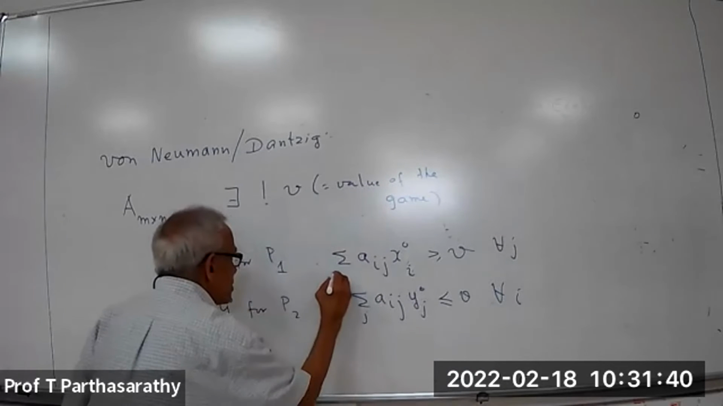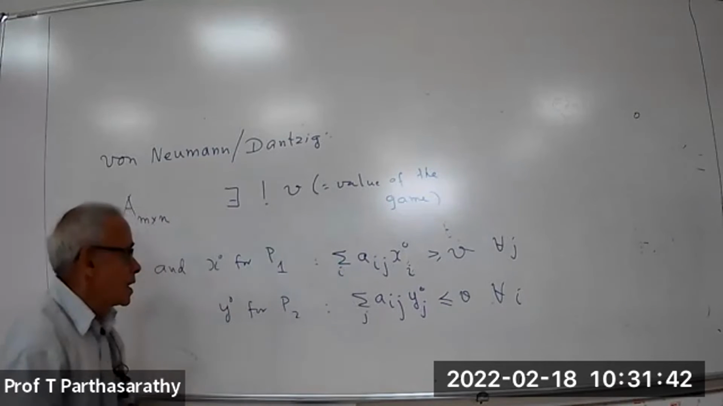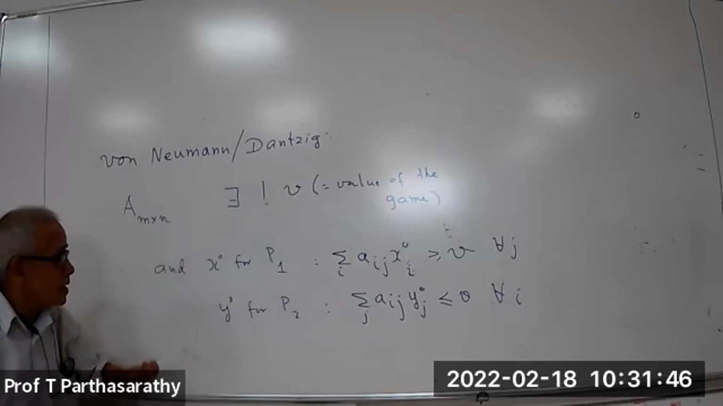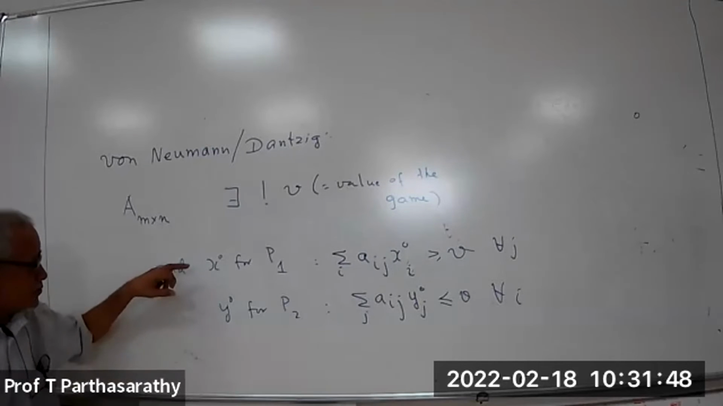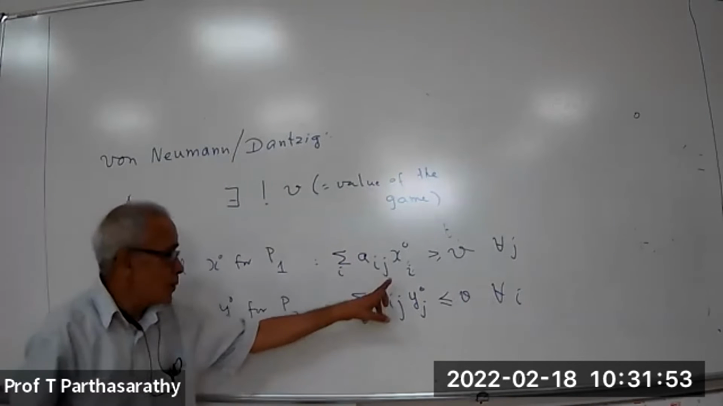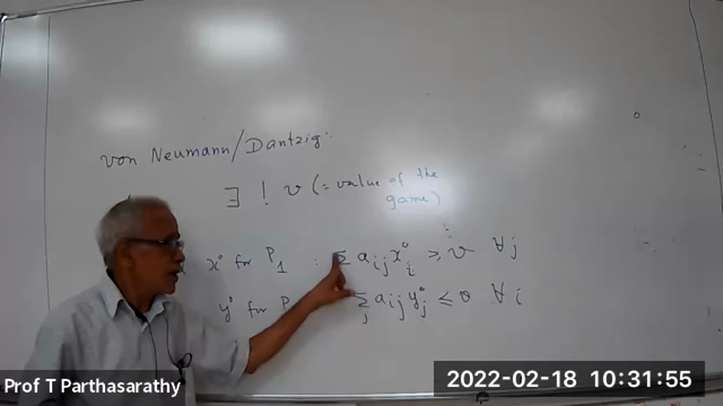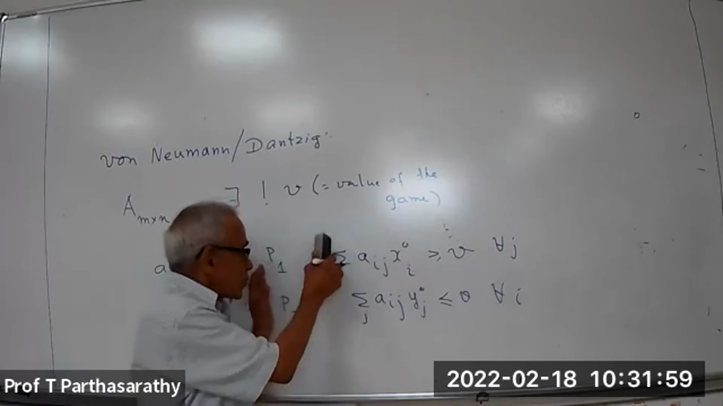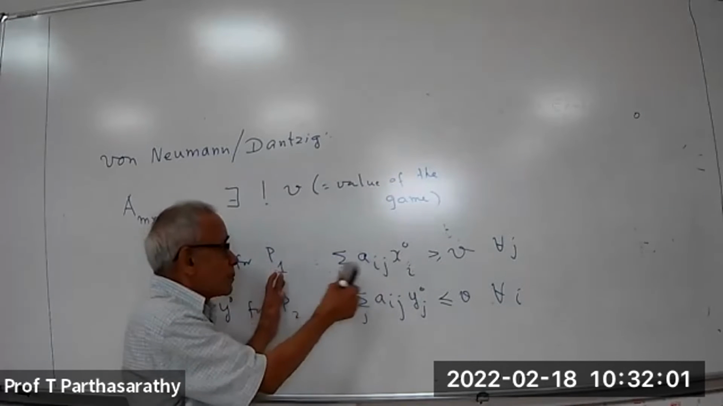Here the summation is over j, here the summation is over i. The interpretation is very simple. There is a unique number V and a pair of strategies x naught, y naught. These are called optimal strategies, such that if player 1 uses this, his average income will be at least V, because for all j, you are going to multiply by some probability vector on both sides.